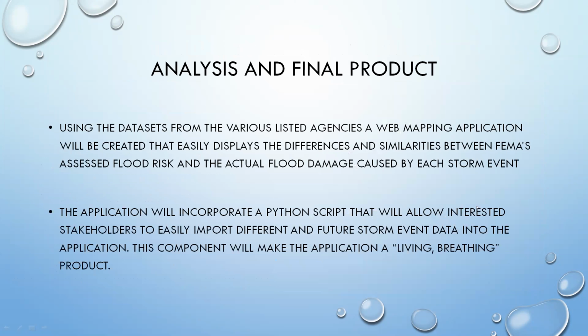So as I said, what I'll be doing is using these data sets and creating a web mapping application to hopefully easily display the differences and the similarities between FEMA's assessed flood risk and the actual flood damage that's been caused. And then I'd like to incorporate a Python script that's going to allow interested stakeholders to use any particular storm. Maybe they have Katrina data and they're interested in Katrina and they want to just plug that data in really quick and look at a side-by-side comparison of how that mapped out.